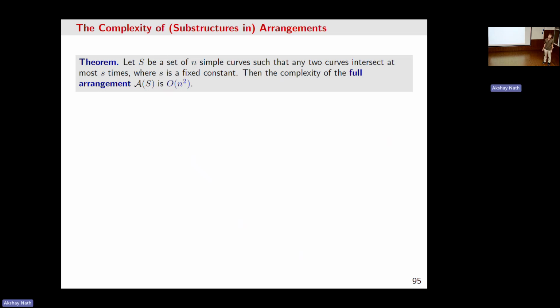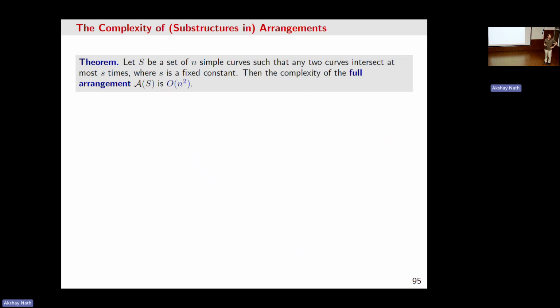So if I look at the whole arrangement, I have a collection of n simple curves, simple meaning a curve doesn't intersect itself. Maybe instead of curves, I should write arcs, since they're not necessarily infinite. And let's say that any pair of them intersects only a constant number of times, say s times. Obviously, if you don't put a bound on that, then even for two curves, it can be arbitrarily complex. So I'm putting a bound on the number of intersections, say they're polynomials of some bounded degree. And then what is the complexity of the whole arrangement?